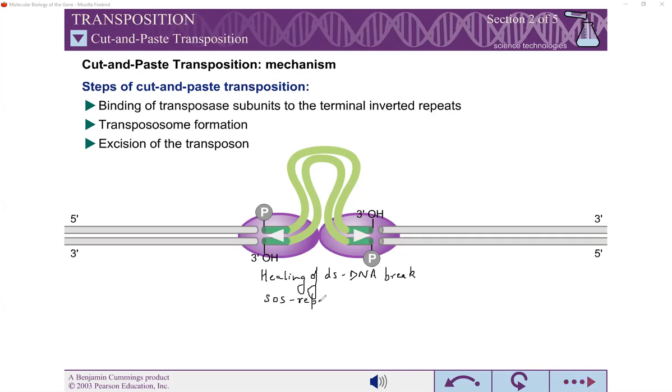The SOS repair system will involve certain proteins. Can you name all the proteins? Rudra, try to name all the proteins.